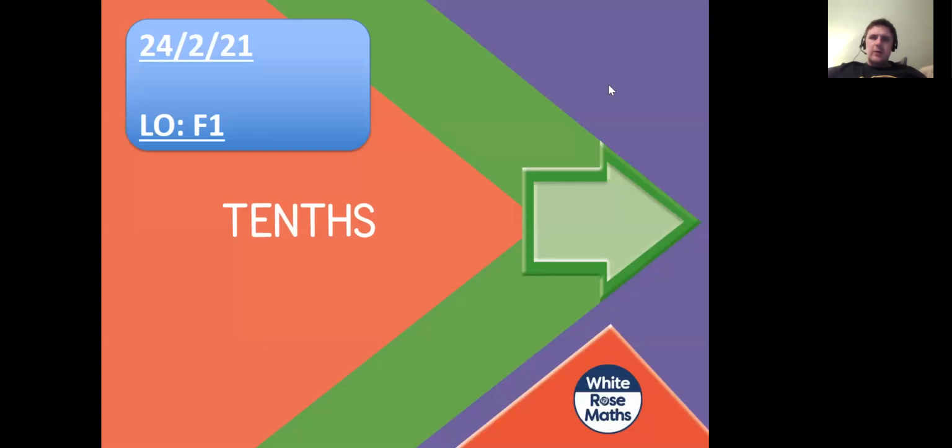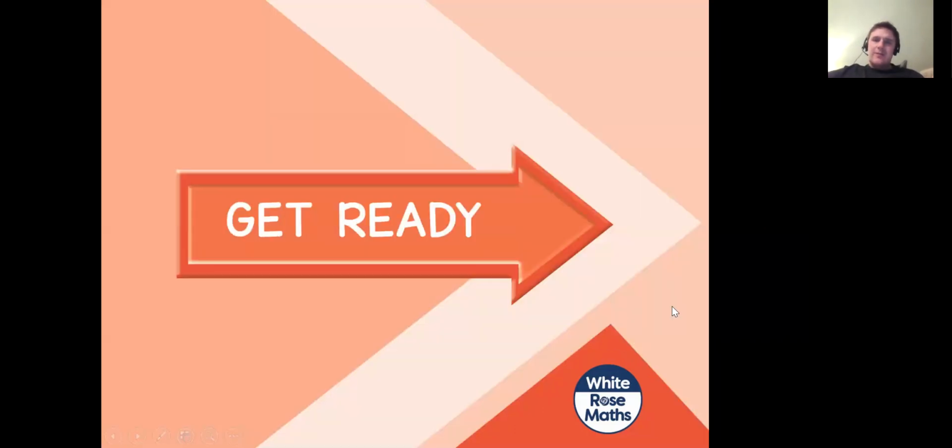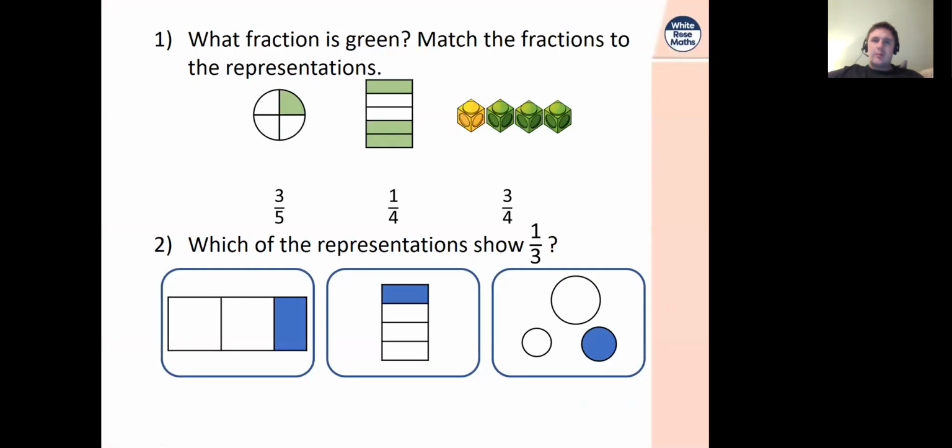Good morning, Year 4, and welcome to today's maths lesson where we are carrying on with our theme of fractions. And today we are moving on to tenths. I wonder if you can think of what number that is going to involve. The clue is in the name. Okay, before that, though, let's get on with some activities to warm our brains up.